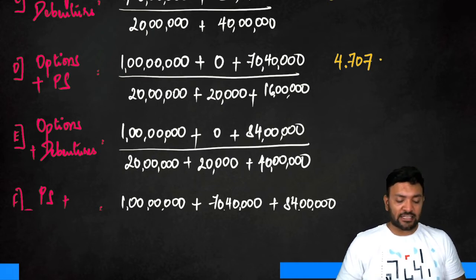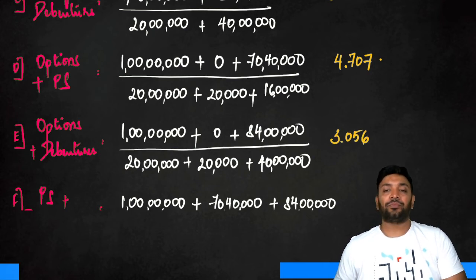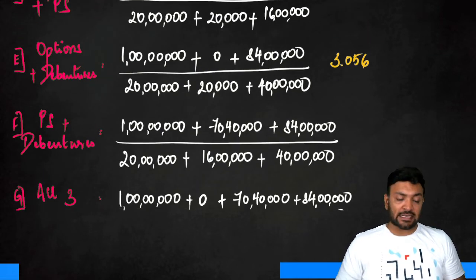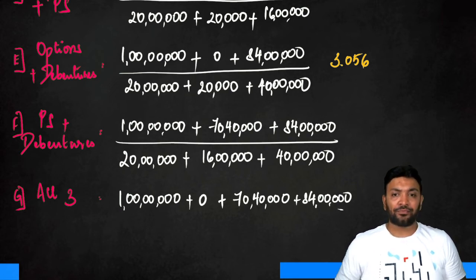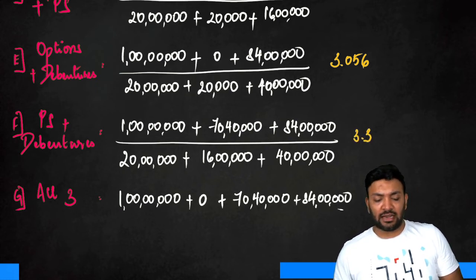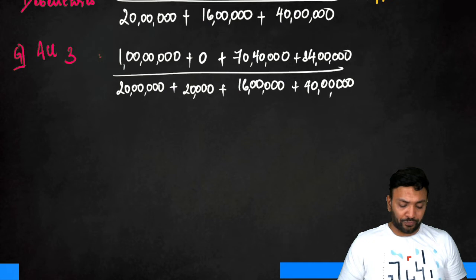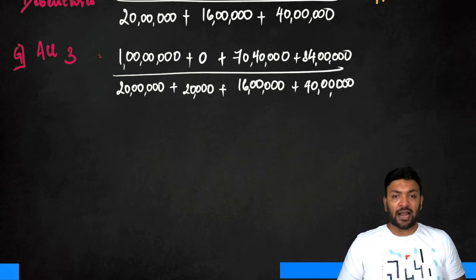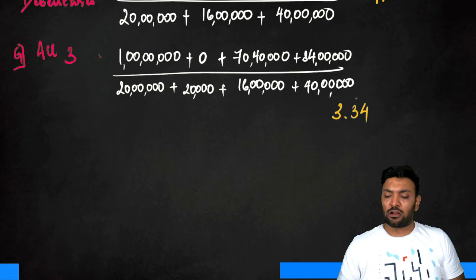Next one, options plus debentures, 1 crore 84 lakhs divided by 60 lakh 20,000 is 3.056. Preference shares plus debentures, then it will be 2 crore 54 lakh 40,000 divided by 76 lakhs. Answer is 3.347. What about all three? Now it will be 2 crore 54 lakh 40,000 divided by 76 lakh 20,000, 3.34 or 338 actually, or 339, anything is fine.